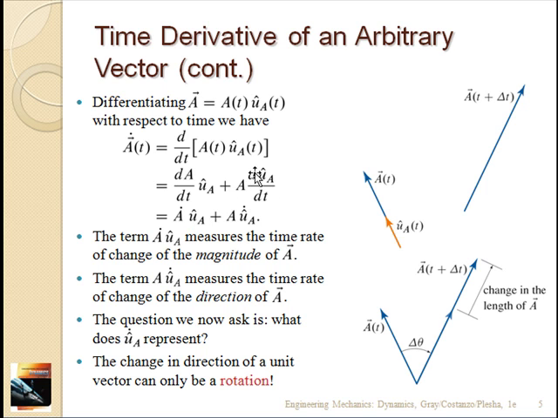But we also have A times the time derivative of u hat sub A, the time derivative of the unit vector, or A times u hat sub A dot. This is the component of the time derivative of A that deals with the rotation of A. So we need to be able to deal with both of these. This one's pretty straightforward. This one's a little more complicated and takes some further discussion.